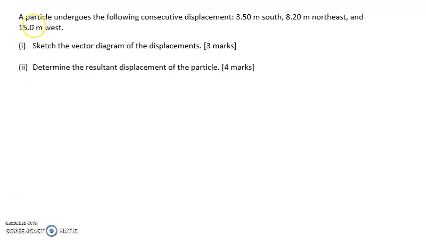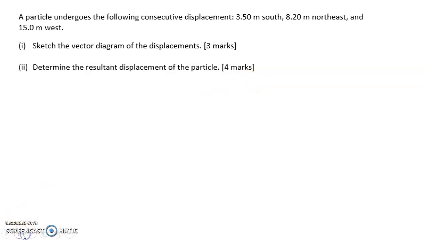We have here the question: a particle undergoes the following consecutive displacements: 3.5 meter south, 8.2 meter northeast, and 15 meter west. Question number 1. Sketch the vector diagram of the displacements. Question number 2. Determine the resultant displacement of the particle.